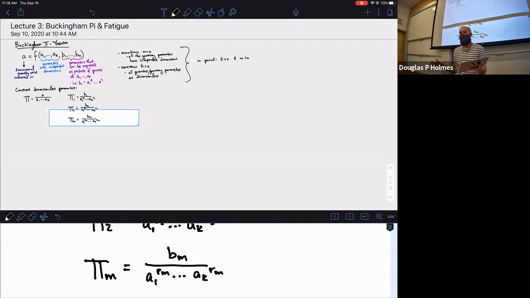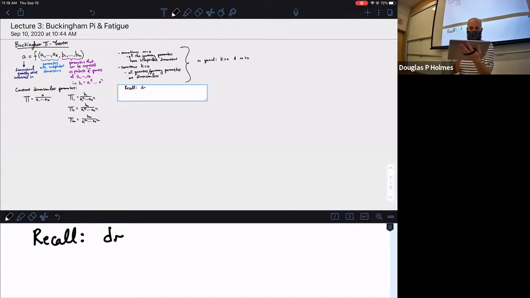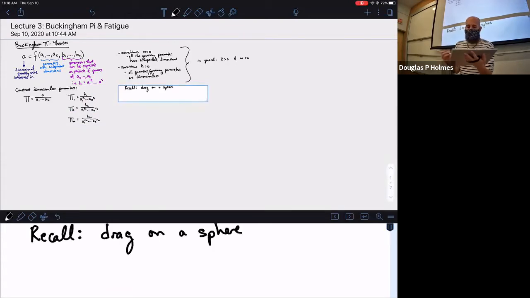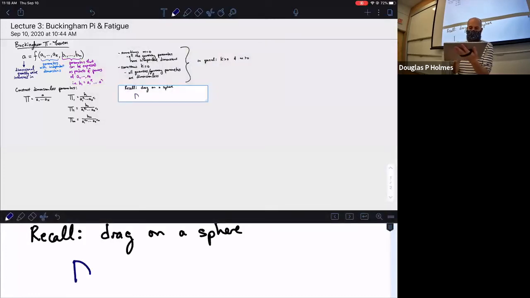We're just kind of laying out some definitions. Let's look back at one of the solutions we found and define that solution in terms of these variables. So for instance, let's recall the drag on a sphere. Recalling the drag on the sphere, the parameter we were interested in was the drag force.